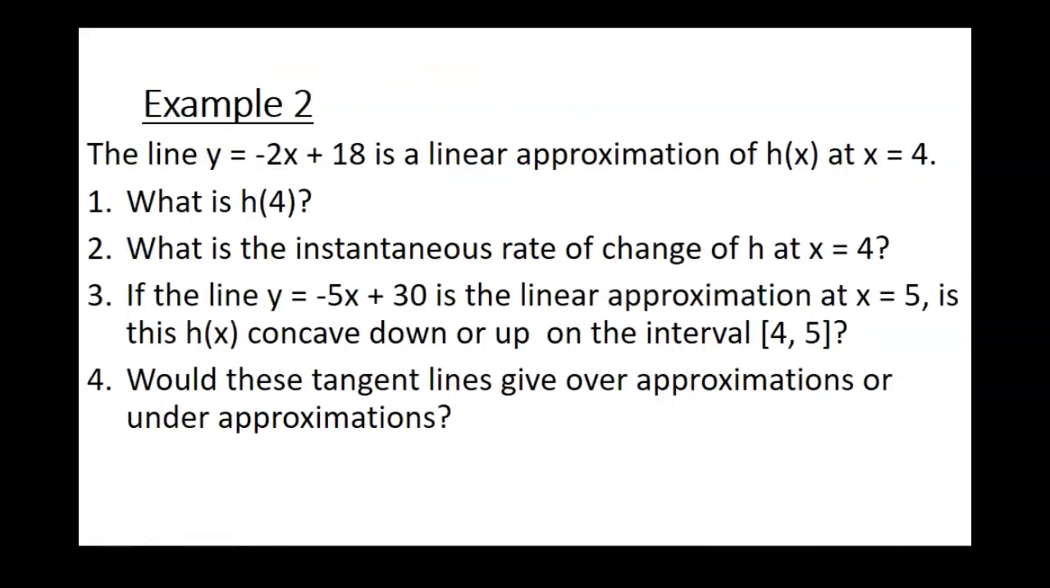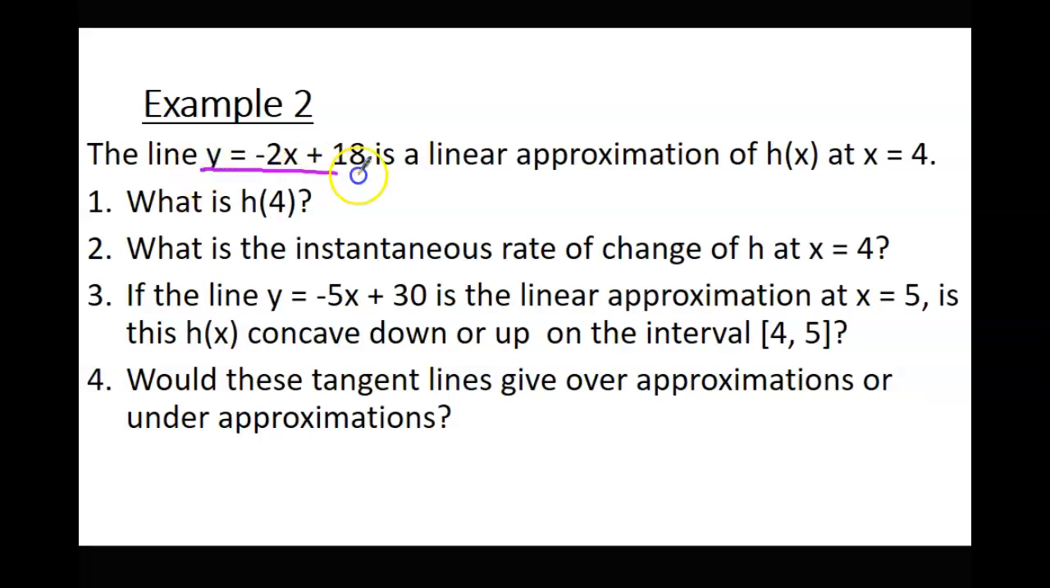Example 2. The line y equals negative 2x plus 18 is a linear approximation. Now, I need you guys to understand what that means, though. If I tell you that this is a linear approximation, what that means is that this is a tangent line to this function over here at x equals 4. So this is a tangent line to this function, and that's the point of tangency. You might want to label those.